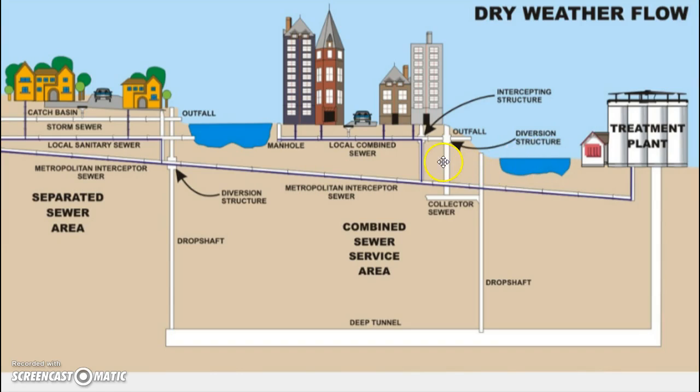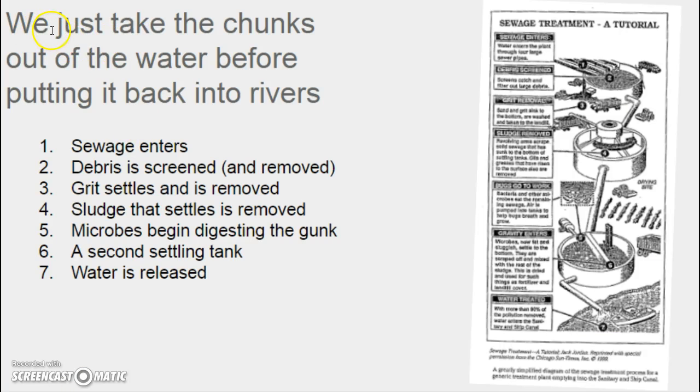And that's not good because that takes nasty pathogens with it, including E. coli, which is found in human and animal feces. But what's the problem with that? Well, historically, we just took the chunks out of the water before putting it back into the rivers, right? The sewage would enter even the cleaning facilities. This would be a simplified version here. But sometimes when it reaches capacity, you're really just putting nasty toilet water back into the rivers.